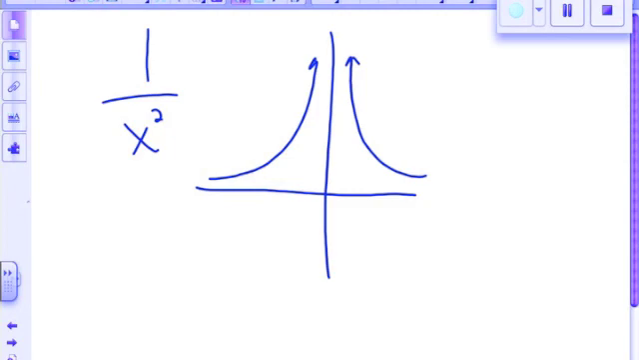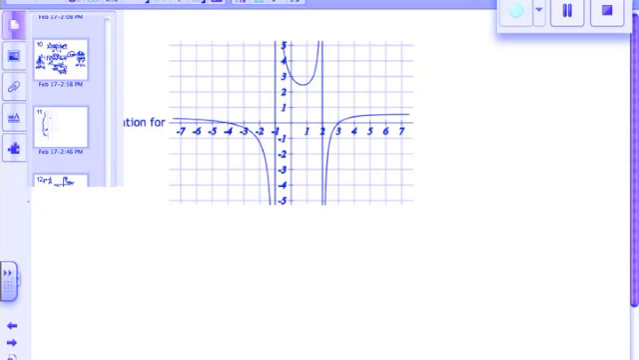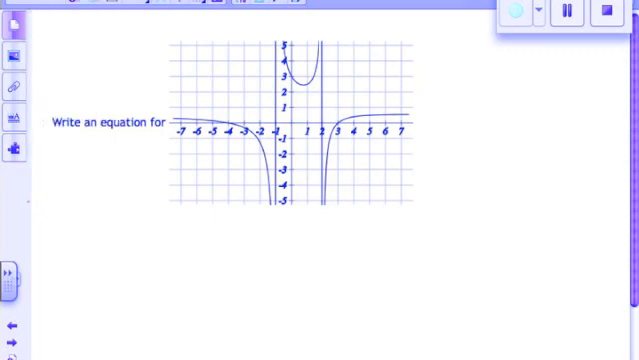Where as x approaches 0 from the left, y approaches positive infinity. As x approaches 0 from the right, y approaches positive infinity. So they're heading off in the same direction. And we want to keep this in mind when we're trying to come up with equations for these kinds of graphs, these rational functions.